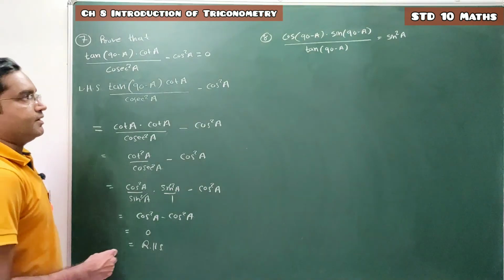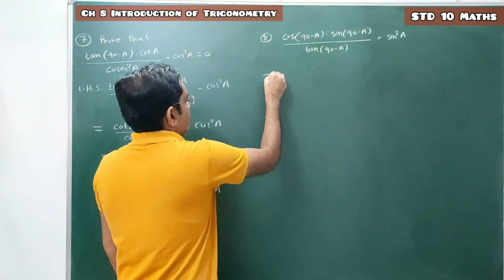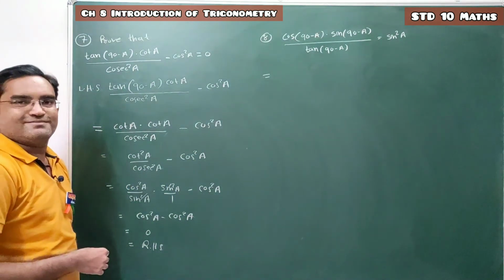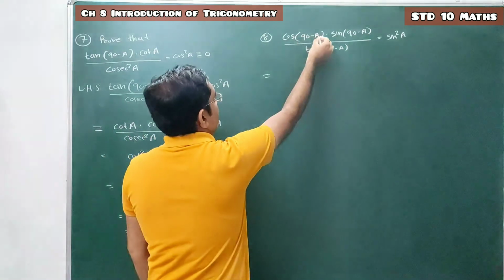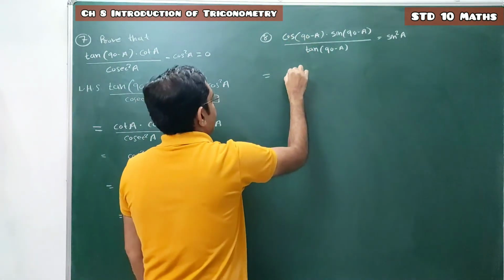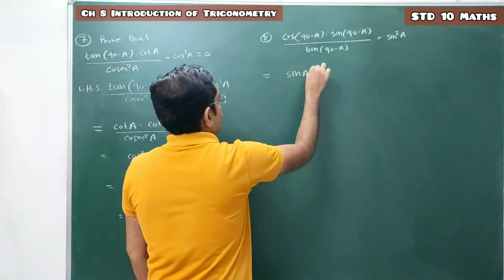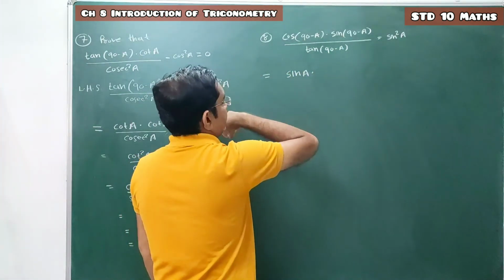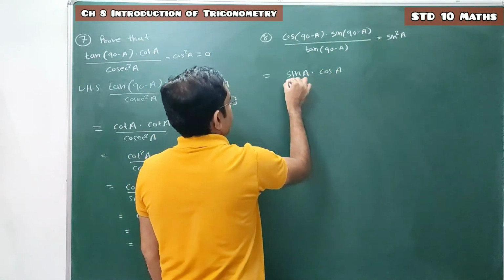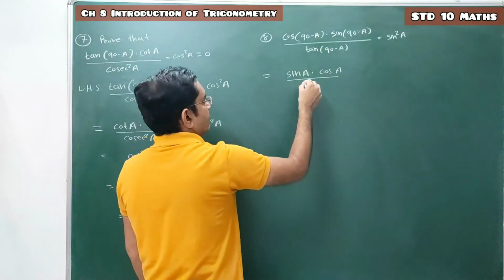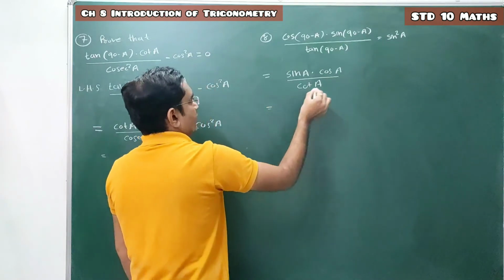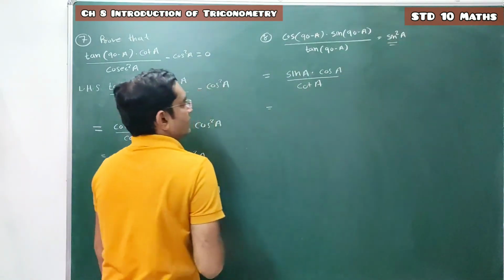So now question number 8. Let's proceed towards the next question without wasting our time. Cos 90 minus A: the complement of cos is sine, so it's sine A into sine 90 minus A. The complement of sine is cos, so it's cos A upon tan 90 minus A. The complement of tan is cot A. We have to derive sine square A, that is our right hand side.